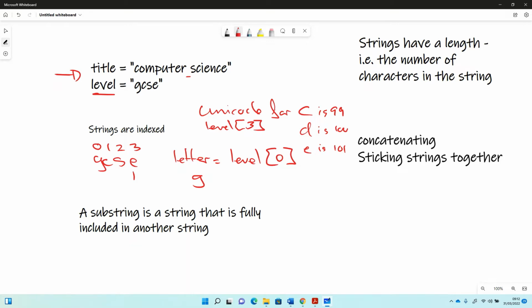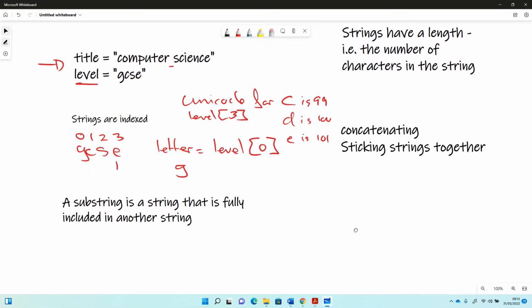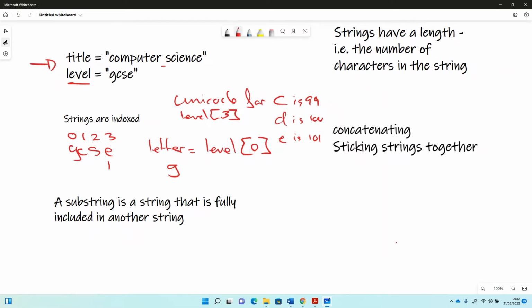And that works the same for Unicode as it does for ASCII. So if they ask you for ASCII, and they tell you what the ASCII number is, they go in order, just the same. So another question on here was about a substring. As I've said here, a substring is a string that's fully included in another string. So in this case, "ASCII" is a substring of the variable title. Variable title is "computer science".